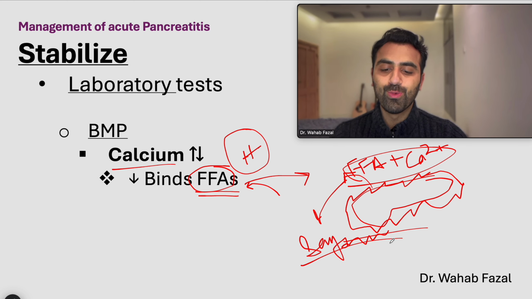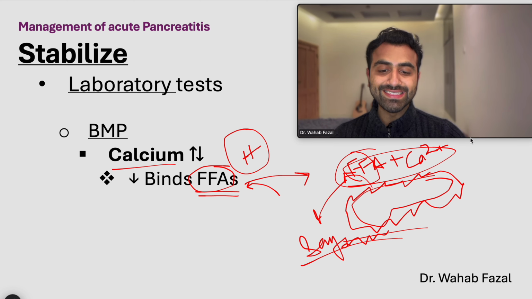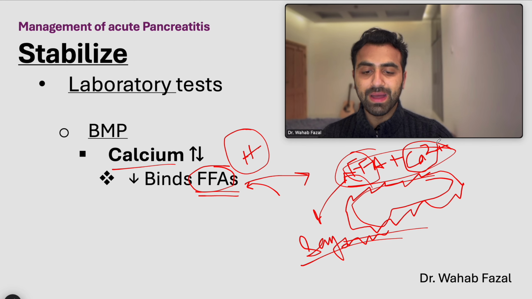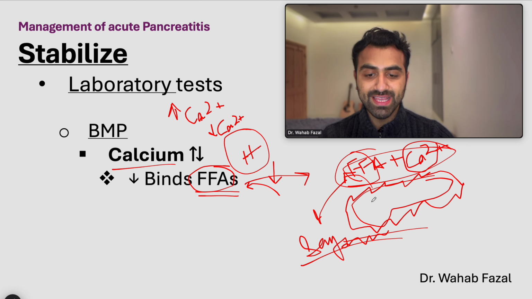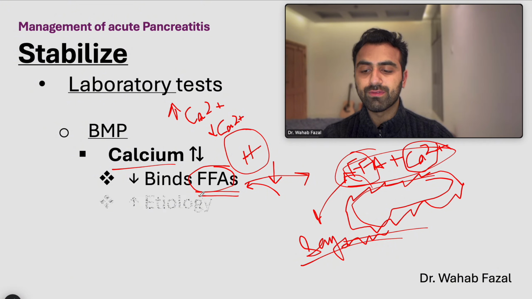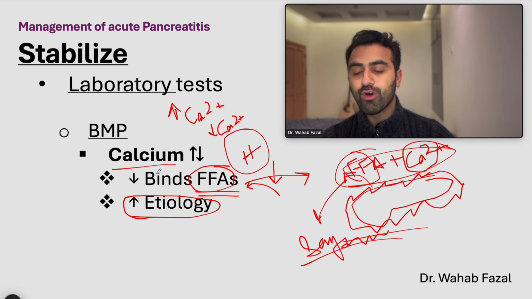I'm not going to write the whole word because it's a very long word. Free fatty acids bind the calcium, and the level of calcium in your body decreases. Remember, high calcium causes pancreatitis. Pancreatitis itself then starts causing low calcium. Why? Because it breaks down the peripancreatic fat. Those free fatty acids that are released in this process bind the calcium and decrease the amount of calcium in your body. And increased calcium is an etiology for acute pancreatitis.